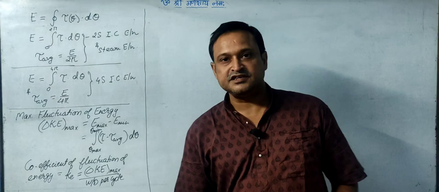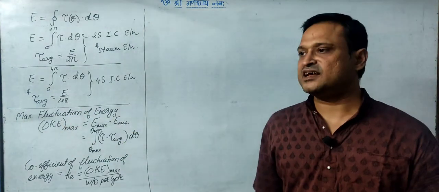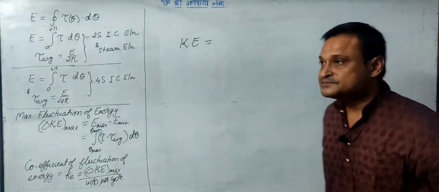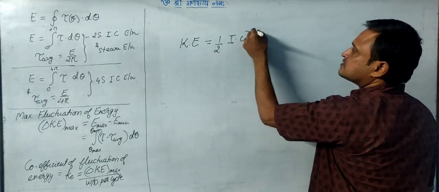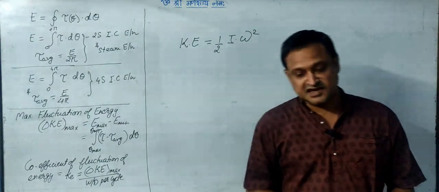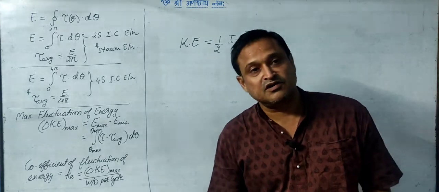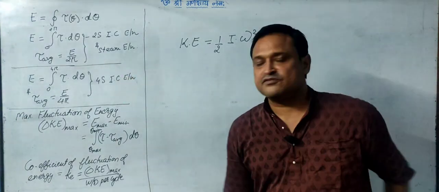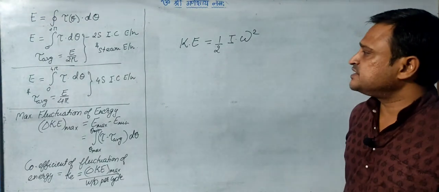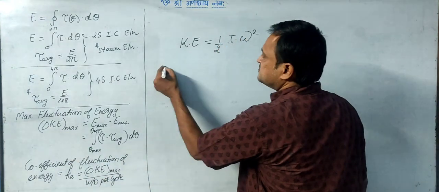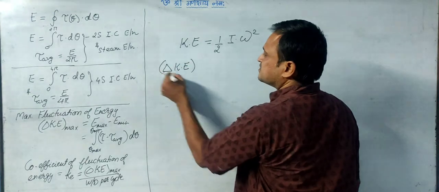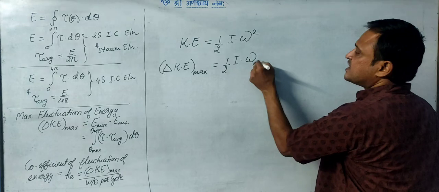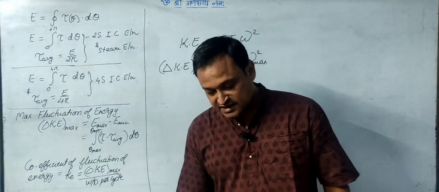So far we have seen this. Now this energy we are talking about is the mechanical energy, it is the kinetic energy. This kinetic energy can also be expressed as this, where I is the moment of inertia of all the moving parts of the system which is rotating, and that can be equated to the energy available at that condition. When we calculate the maximum fluctuation of kinetic energy, it will be maximum when omega is maximum, that means the instantaneous velocity at that time is maximum.